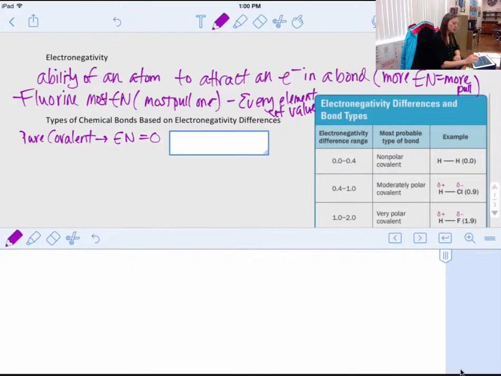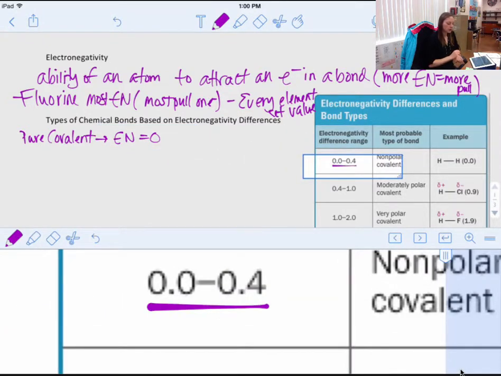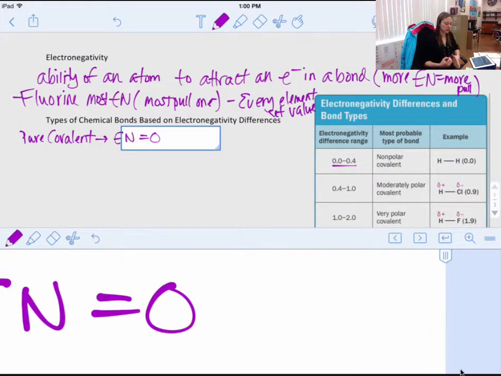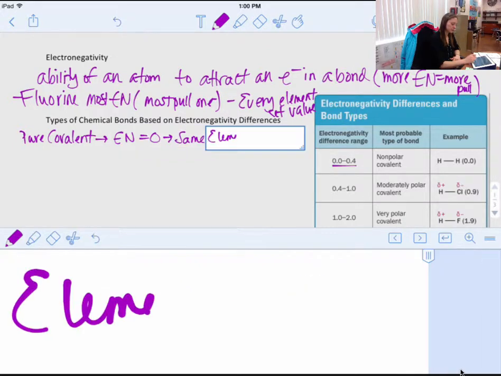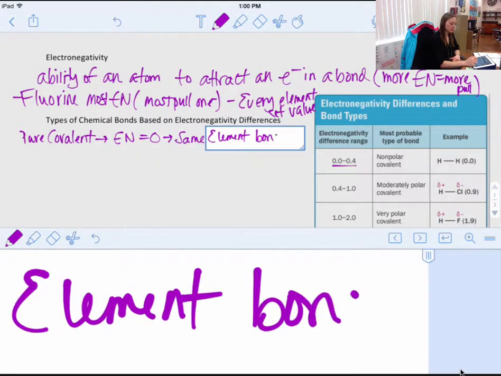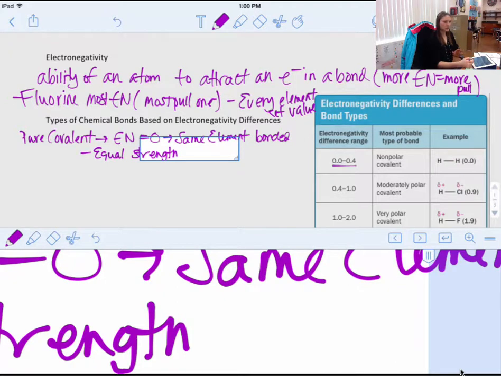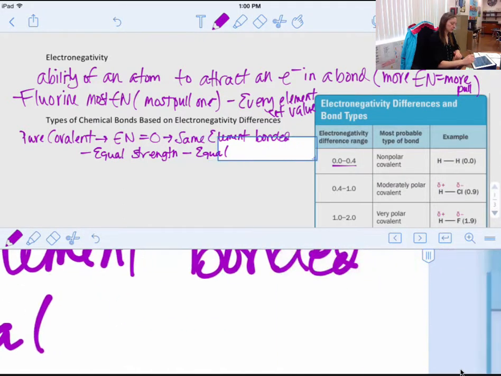All right, I know the chart over here says it's from 0 to 0.4. 0.4 is really not going to be much. We tend to stick with really just pure ones being just 0. Okay, so what that means is these are the same element, okay, that are bonded. So the same element is bonded, all right, which means that you have equal strength, and by strength I mean pull on your electrons. So it is an equal sharing of electrons.